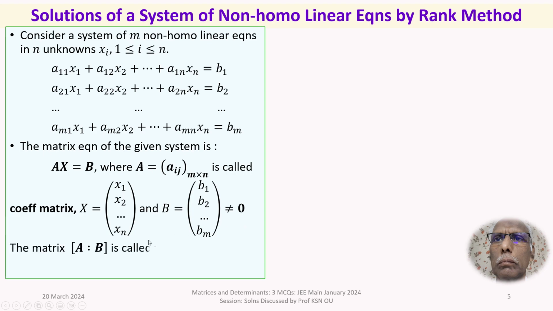And the procedure is, we first write down the matrix capital A along with the column vector B. The matrix A along with the column vector B. Then this matrix is called the augmented matrix of the given system.